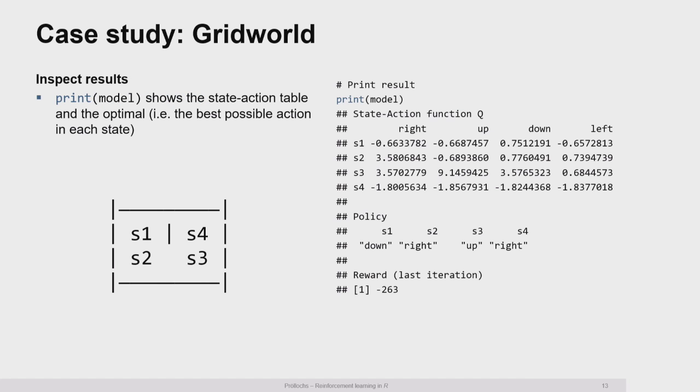The result of the reinforcement learning command looks as follows. You can see on the right the state action function and the policy for each, and the optimal policy. And you can see, okay, that's good. We learned the optimal policy because if we're in state 1, we move down, and if we're in state 2, we move right, and in S3, we move up. So that's the optimal policy, and it's learned very quickly.